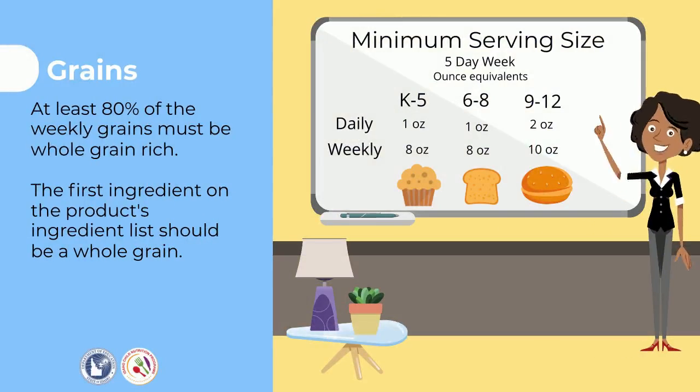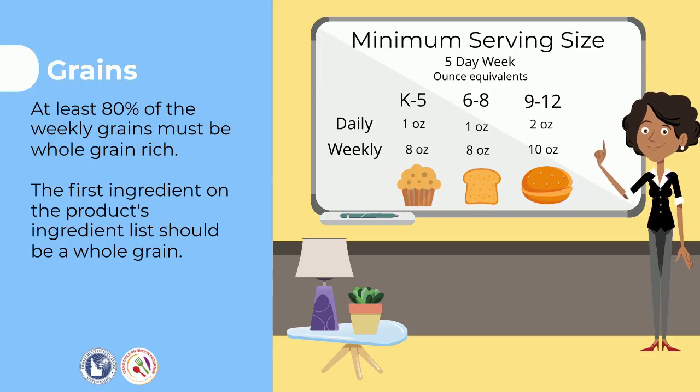The third component of the lunch meal pattern is grains. At least 80% of the weekly grains must be whole grain. The first ingredient on the product's ingredient list should be a whole grain. For a 5-day week, the minimum daily serving for whole grains for grades K through 5 and 6 through 8 is 1 ounce equivalent. For grades 9 through 12, the daily minimum is 2 ounce equivalents.